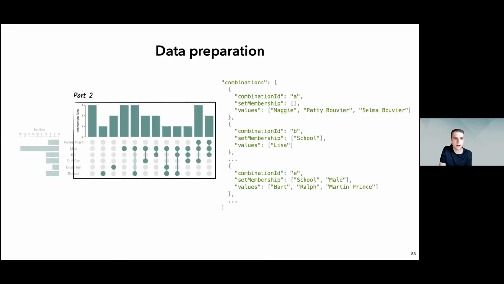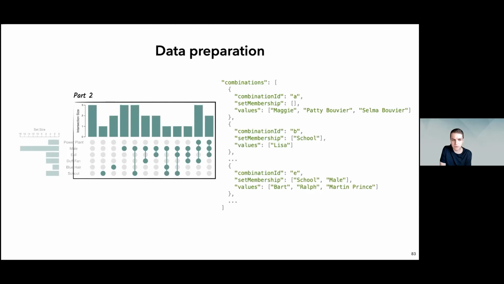And then the second part are the combinations or intersections. Again, each combination has an ID or a name. I just call it ABCD. And this ID is important because I want to create a categorical scale for the x-axis to lay the rectangles and the circles out along the x-axis. So I create a categorical scale based on these combination IDs. And then I have the set membership. This basically means whether a circle is highlighted or not. I define the set membership. And then values really defines the characters that are in those combinations or intersections.